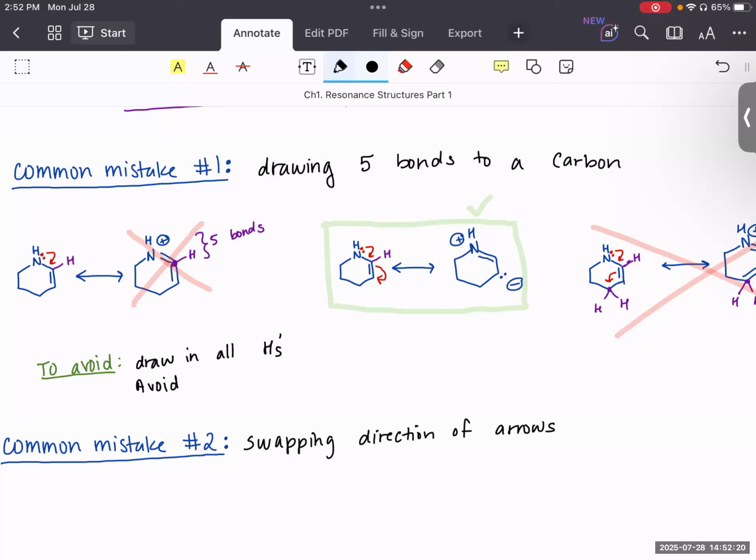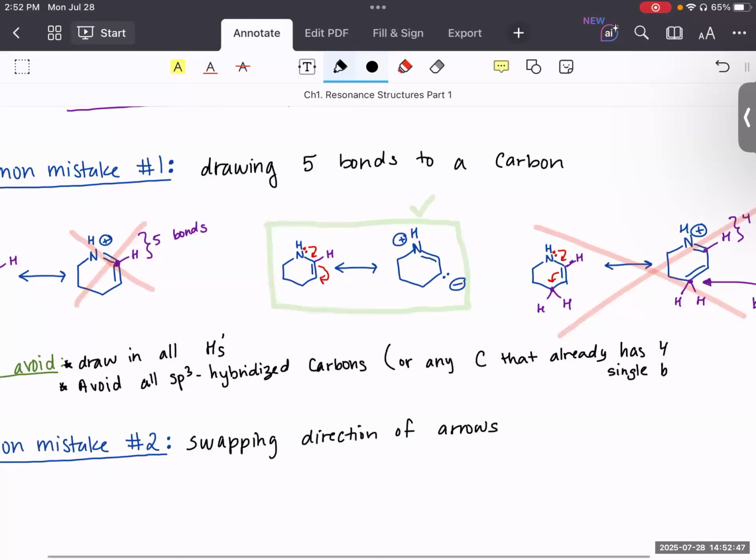And then the other tip, and this is repeating something that I mentioned in my previous video, is avoid all sp3 hybridized carbons, or in other words, any carbon that has 4 single bonds. And so, for example, for this last one, this bottom carbon initially was an sp3 hybridized carbon. So knowing that, we should have just not drawn anything to it. We should just avoid this one right here. I'll just write sp3 here.